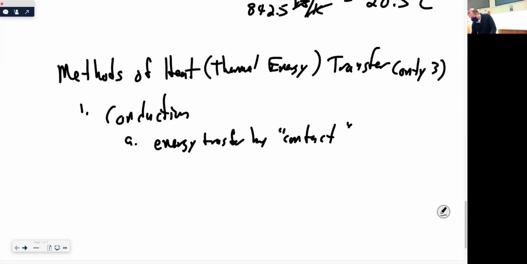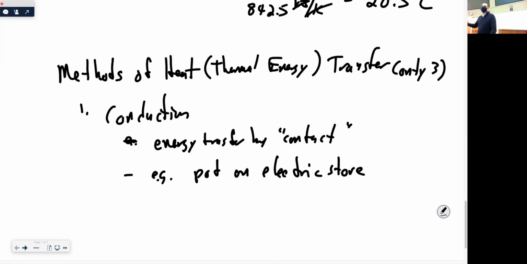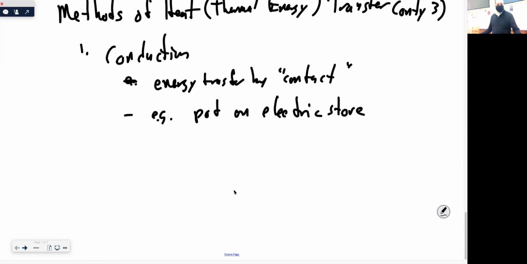So, for example, a pot on an electric stove. But I could name 100 examples off the top of my head of conduction. Anytime you have 2 surfaces in contact that are different temperatures, you're going to be conducting energy between them. Okay, there's 2 more. Anybody know another one? Go ahead, Zoe.